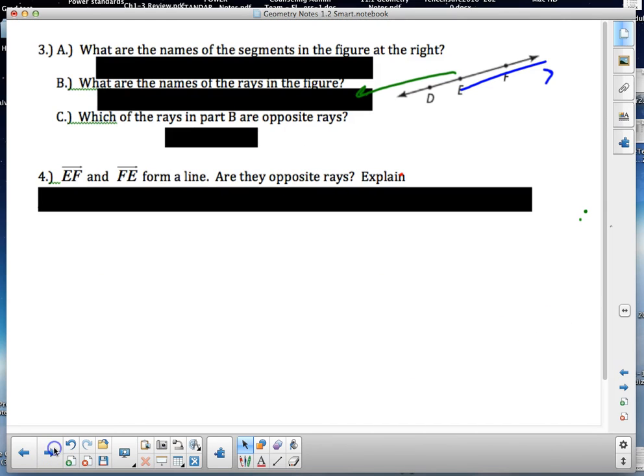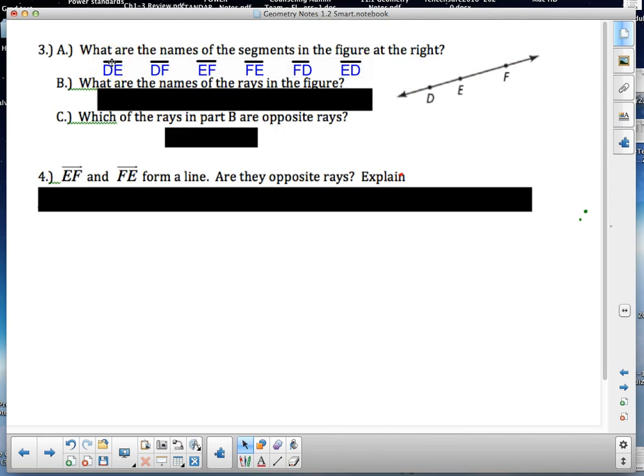And these two rays will combine to make a line because they are opposite rays, and that's the definition of opposite rays. Now, what are the names of the segments in the figure at the right? Keep in mind we're talking about this figure and we're talking about their segments here. Okay, so segments have two endpoints, one at the beginning, one at the end. I have segment DE, segment DF, segment EF. But I also could name them segment ED, segment FD, segment FE. So I have these, and please notice you must use the little symbol above the two letters, the capital letters representing the endpoints of our segment, in order to name the segment correctly.